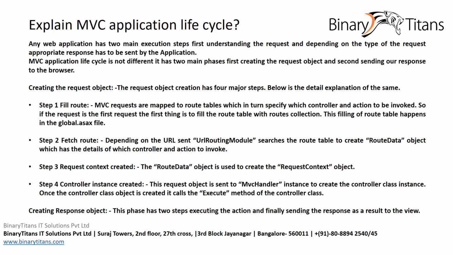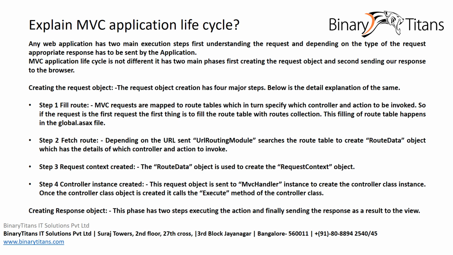Now, the next thing is it's going to fetch the appropriate route. Depending on the URL that is sent, the URL routing module is going to search the route table, and it's going to create a route data object. And this route data object is going to have the details of the controller and the actions that it needs to invoke. The next thing it does is it creates a request context. This route data that you just made is what is used to create this request context object.